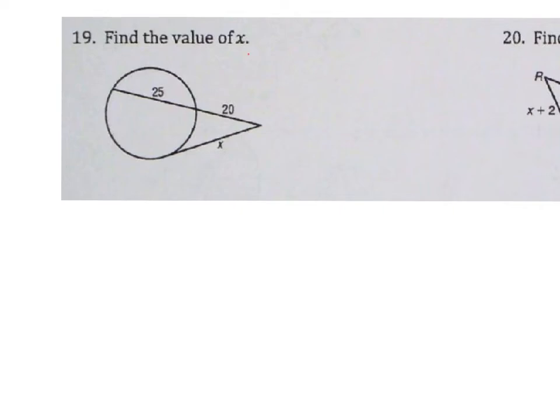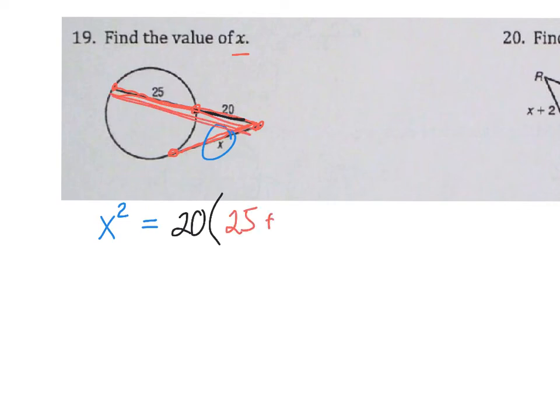For this next problem, I'm still solving for x. I'm dealing with this tangent segment right here. It touches my circle at one point, and it intersects this secant segment right here. Cuts through my circle at 2 points. So if you remember, this theorem is the tangent segment squared is equal to the external piece, 20, times the whole secant segment, which is going to be 25 plus 20.